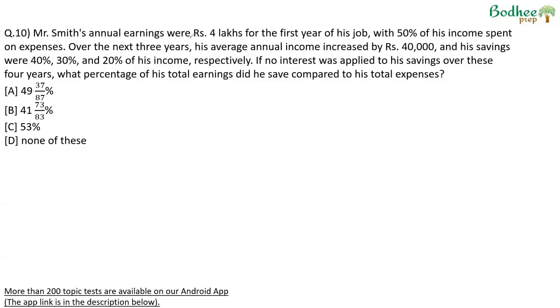Mr. Smith's annual earnings were rupees 4 lakhs for the first year of the job. Year 1, 4 lakh, with 50% of his income spent on expenses. Over the next 3 years, his average annual income increased by 40,000. His savings were 40%, 30%, 20% of his income. If no interest is applied on his savings over these years, what percentage of his total earnings did he save compared to his expenditure?